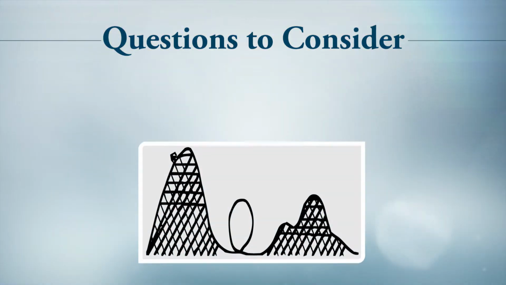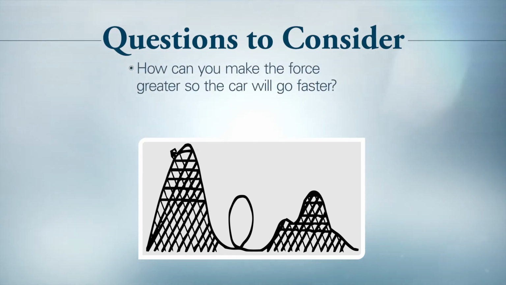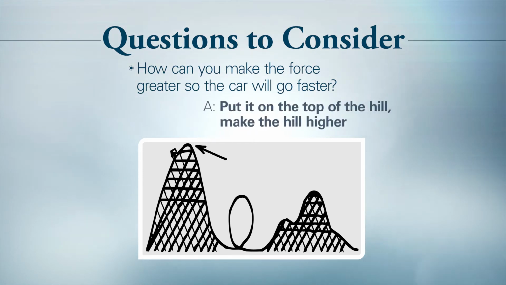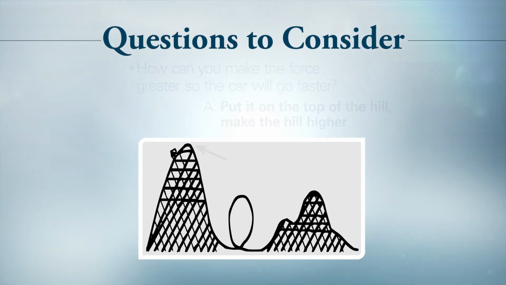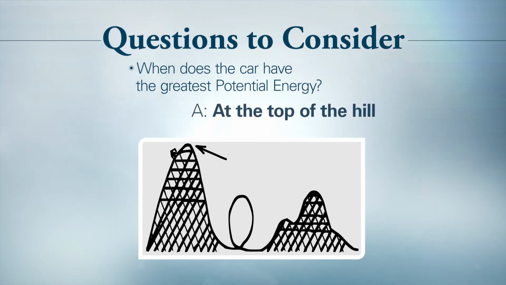Questions to consider. What is the force acting on the car of the roller coaster as it goes down the hill? That would be gravity. How can you make the force greater so the car will go faster? You would have to put it up on top of the hill and make the hill higher. When does the car have the greatest potential energy? That would be when it's at the top of the hill.